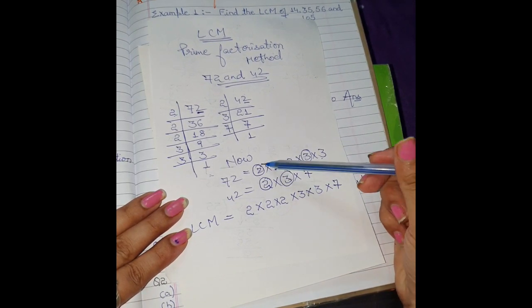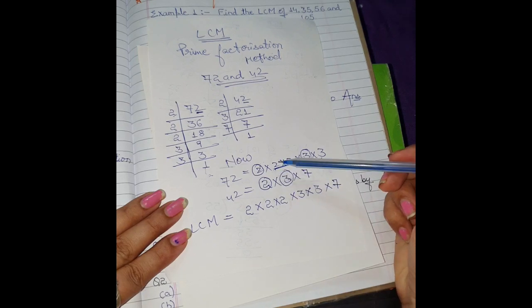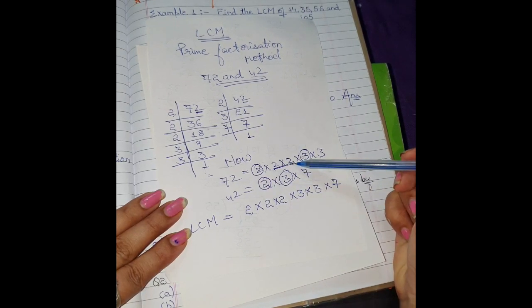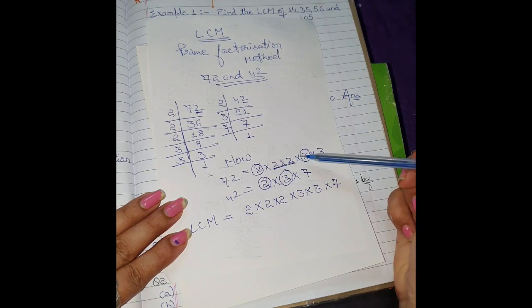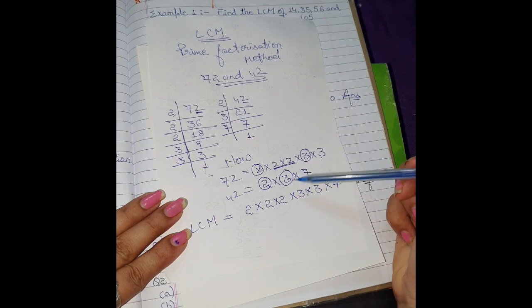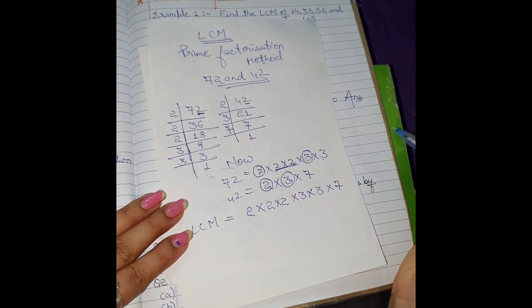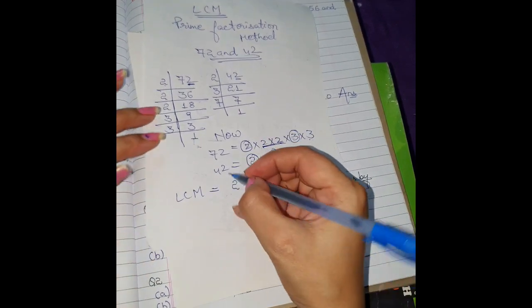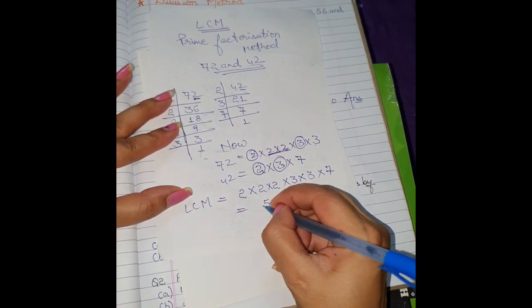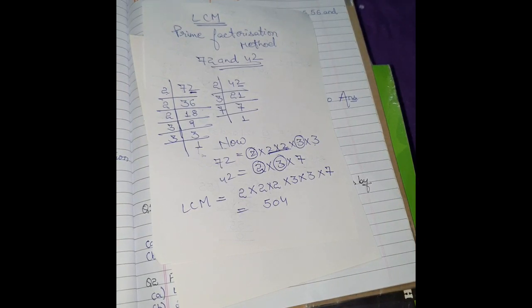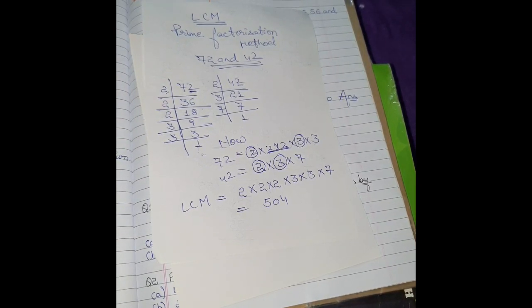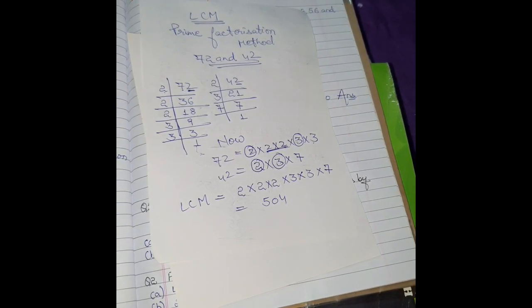From these 2 2's, we will take only 1 2. Then the remaining 2's also we have to take here in LCM. In LCM we take all the numbers which are remaining. So 2 and 2 will come. Then from these 2 3, 1 3 will come. Then the remaining 3 and the remaining 7. Now you have to multiply all these numbers, and when you multiply, you will get the result 504. Okay, students? I hope you must have got it.